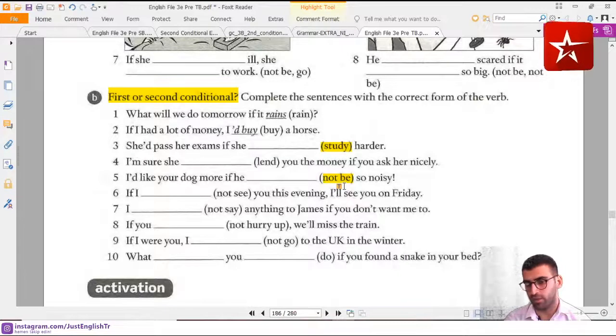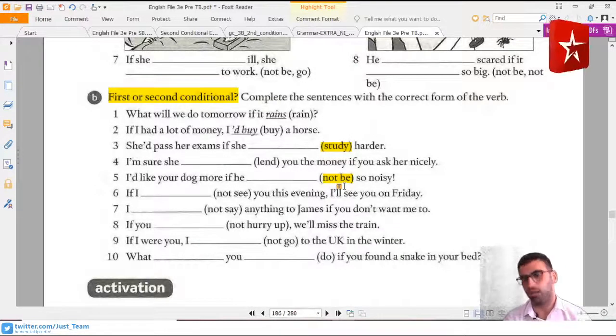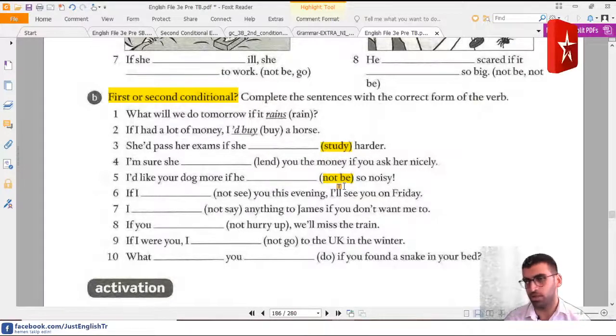Okay, let me check your comments whether they are the correct answer or not. What would you do? Yes, Tuko says, what would you do if you found a snake in your bed? Yes, guys, thank you. What would you do if you found a snake in your bed.